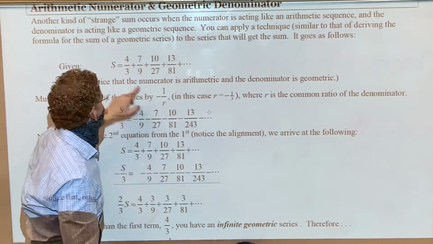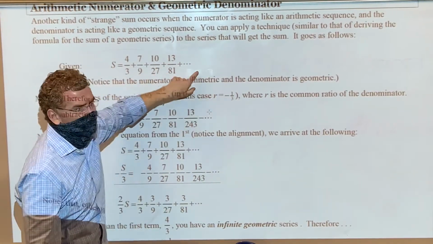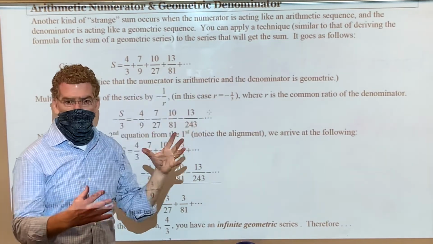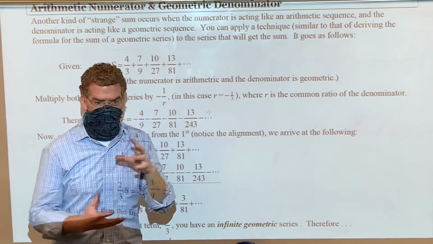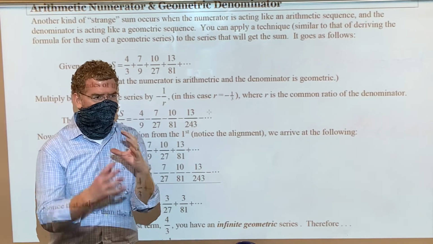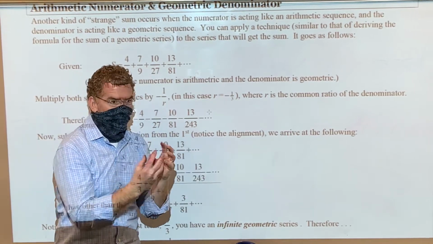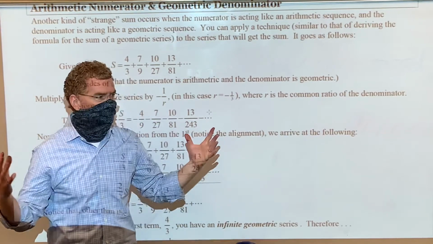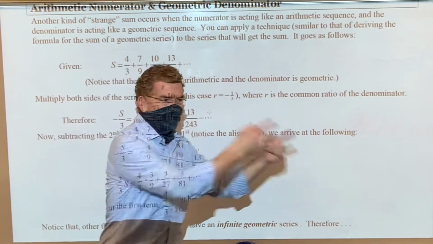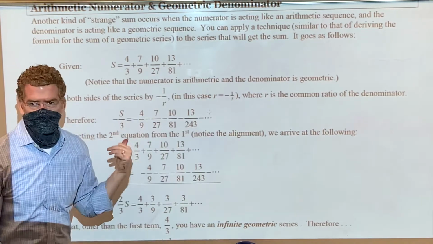1/9, 4/27... here, 3, 9, 27, 81, 243, 729. Those are getting huge. So what happens if the denominators are growing more quickly than the numerators? What's happening to those fractions? They're getting smaller. And if you're adding smaller and smaller fractions, what's happening to the sum? It's converging. So I can't add this.